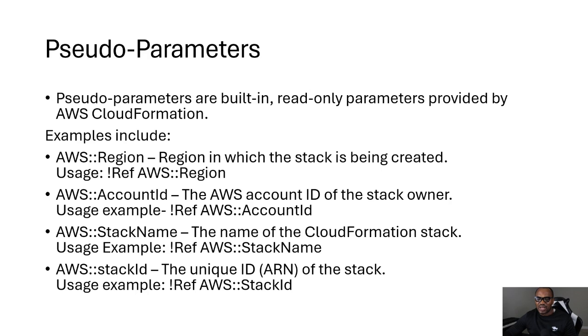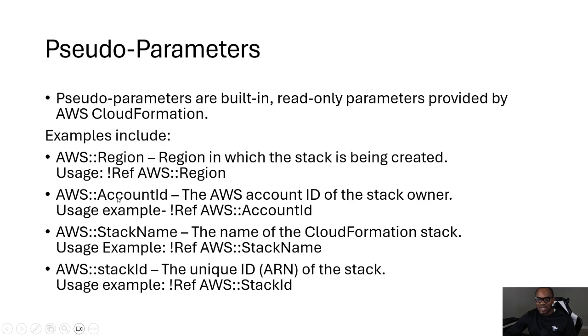And we have pseudo parameters. Pseudo parameters are built-in read-only parameters provided by AWS CloudFormation. They let you reference stack-specific values, like your current region or stack name, without defining them yourself. An example is AWS::Region, which is the region in which the stack is being created, and you can reference it just like this.